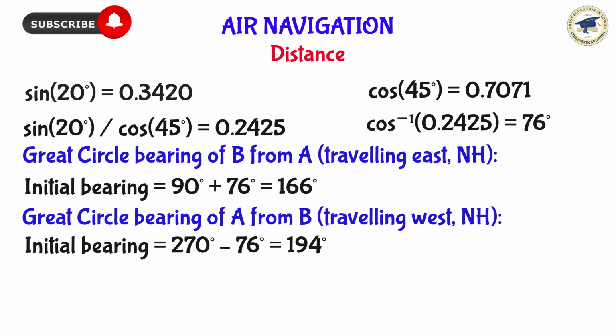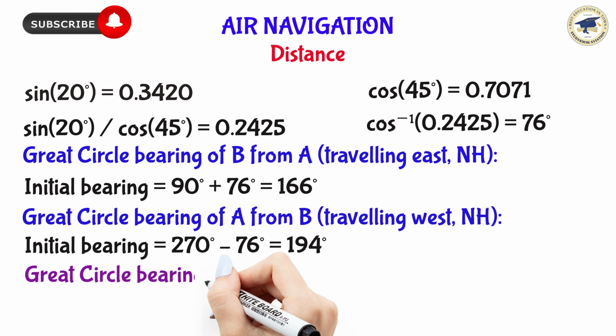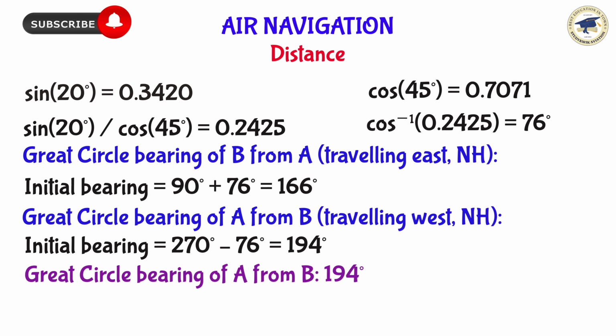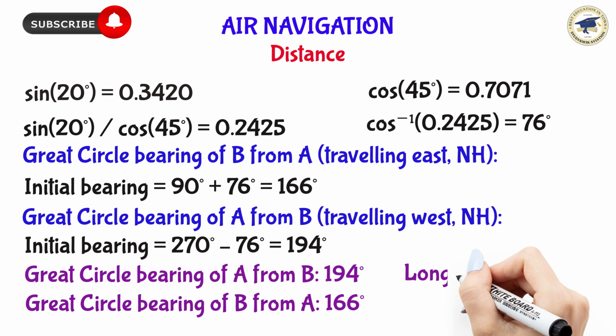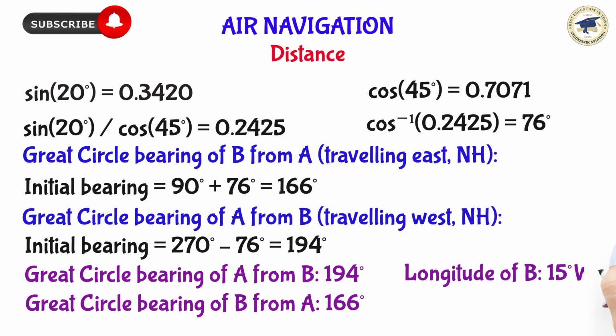Summary: great circle bearing of A from B is 194 degrees. Great circle bearing of B from A is 166 degrees. Longitude of B is 15 degrees west. Latitude of A is 45 degrees north.